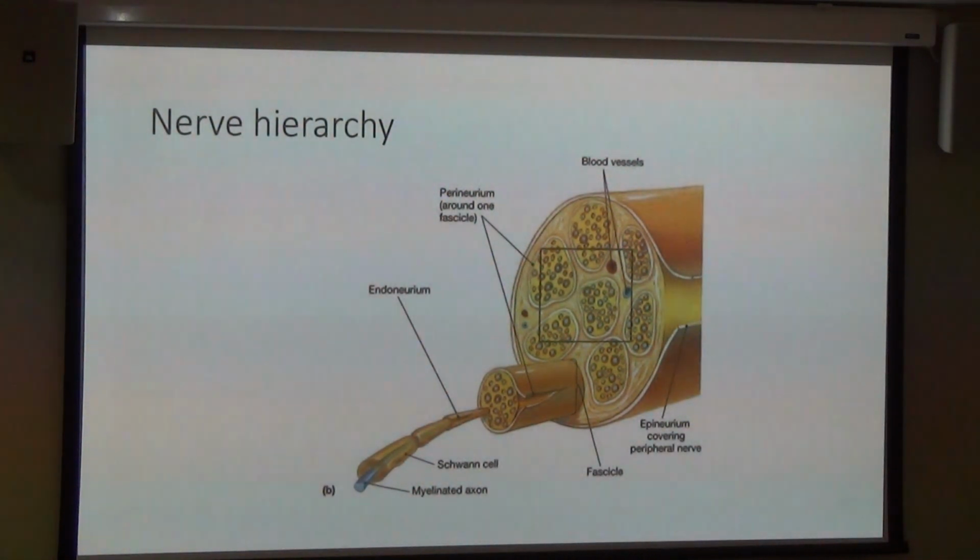fascicle, and each fascicle is surrounded by a perineurium. Okay, and then all the fascicles bundled together create a nerve, which is surrounded by an epineurium. For bonus points, you would have had the blood vessels running parallel within, and the vasa nervorum on the outside as well. Everyone got that?